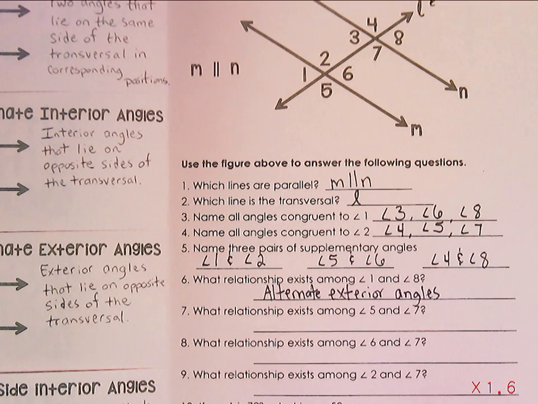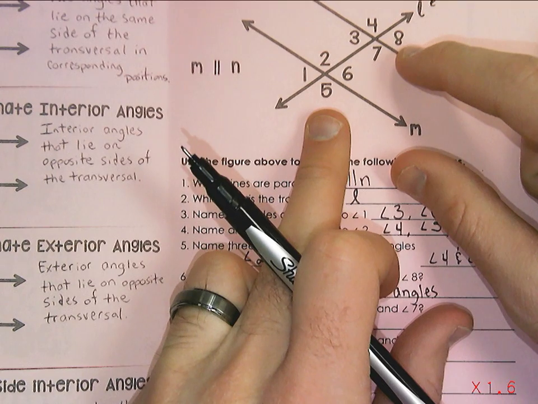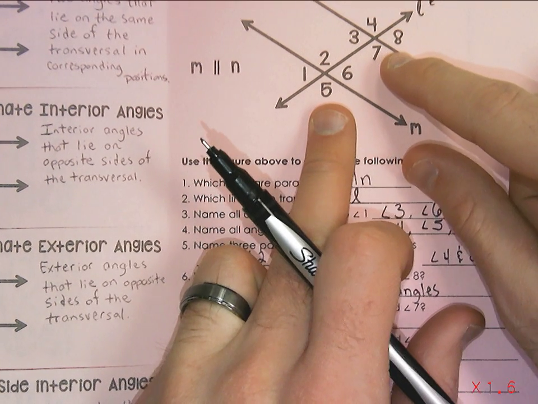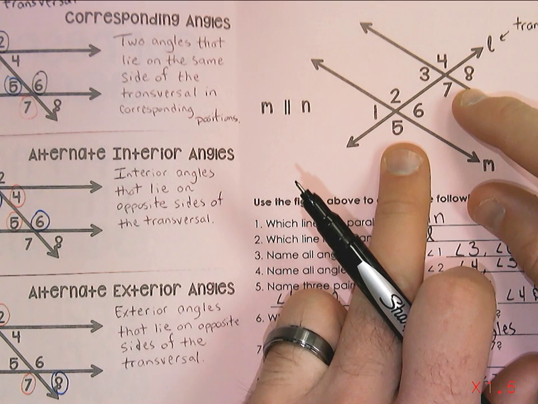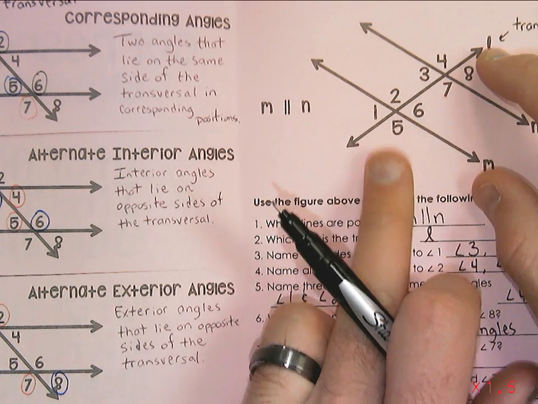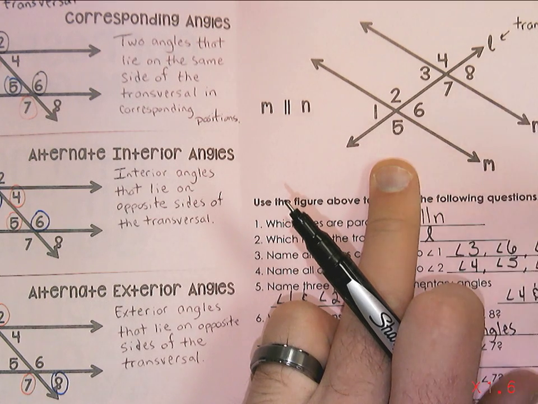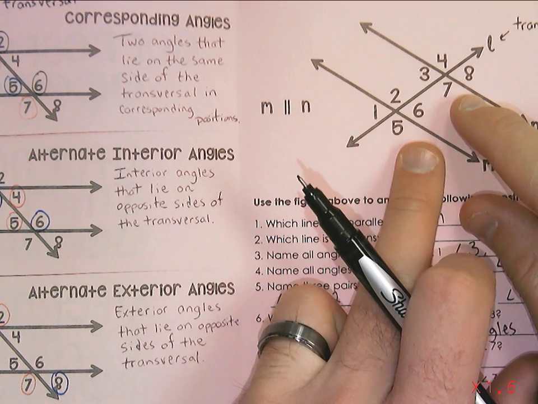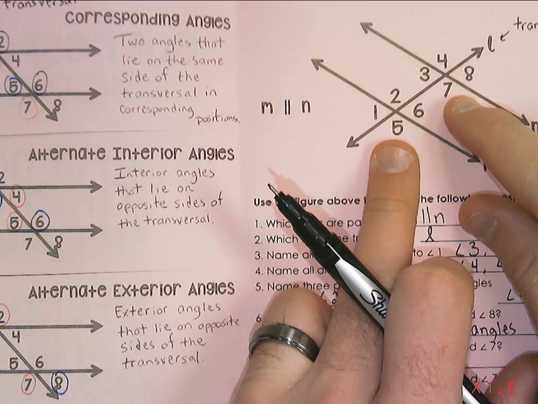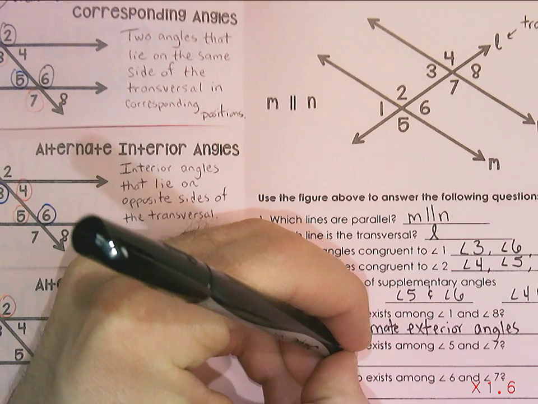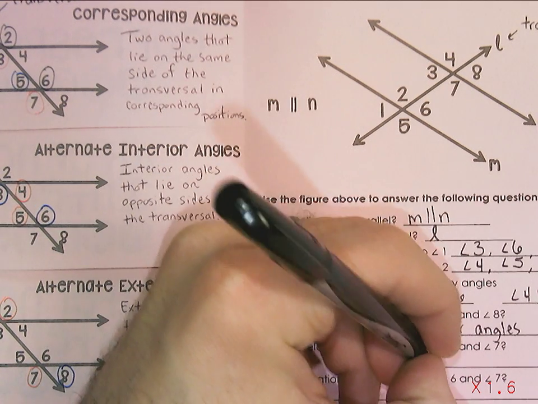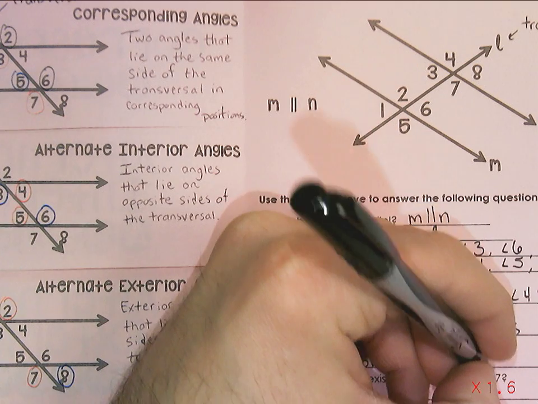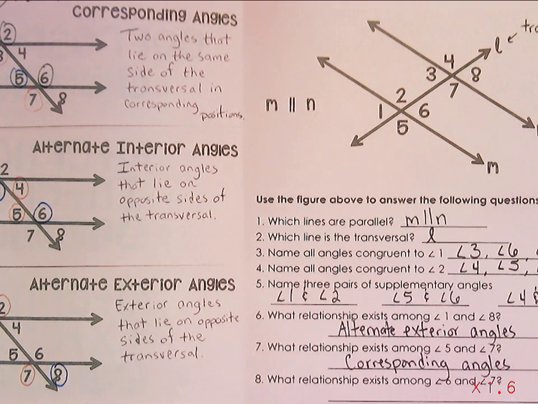Between 5 and 7, those angles would be known as corresponding angles because it says two angles that lie on the same side of the transversal in corresponding positions. They're both on the, we'll call it the right-hand side of the transversal, and they're in the same spot. They're both underneath. So those are corresponding angles. Write that down.